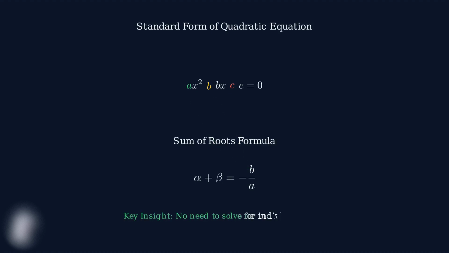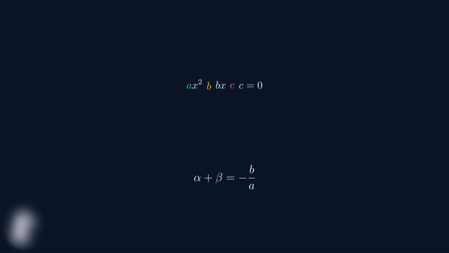The beauty of this formula is that it allows you to find the sum of the roots without actually solving the quadratic equation. You simply identify the coefficients a and b, then apply the formula. This formula comes from Vieta's formulas, which are mathematical relationships that connect the coefficients of any polynomial to sums and products of its roots. Vieta's formulas are fundamental tools in algebra. Now that we understand the formula, let's see it in action with some concrete examples.